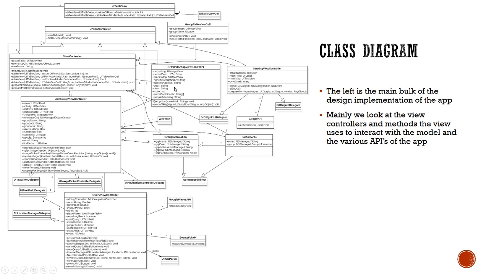Here the user can choose to edit, which then will segue him back to the add group view controller, which then he will edit the information, and then save that information. Then he'll be thrown back to the view controller where he'll be shown his edited group. So that's the main goal of all the view controllers.